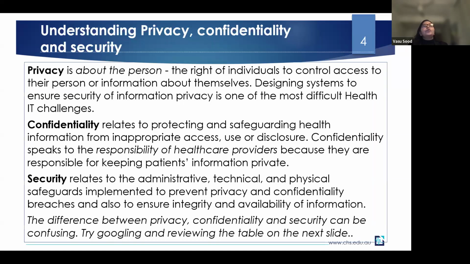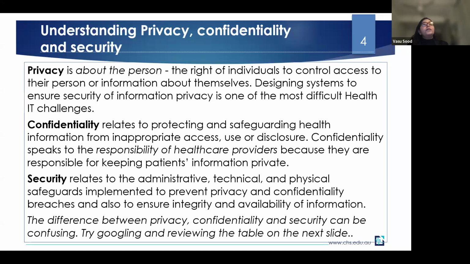Moving further, let's understand what these three main concepts are that we need to be aware of. They are privacy, confidentiality, and security. Now, what is privacy? Privacy is the patient's right to control who has access to their personal information. For example, if a patient visits a clinic and has HIV, they may not want their HIV status disclosed to anyone, including their family members.